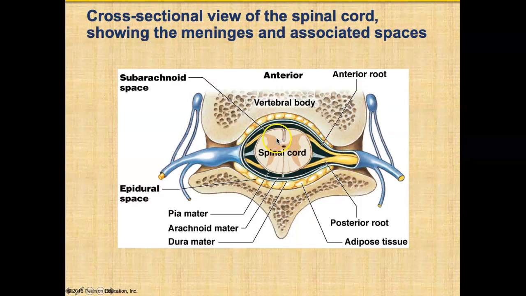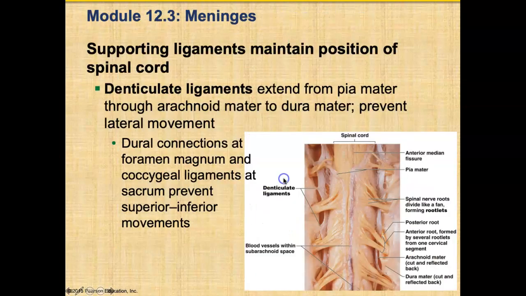And so here you can see the pia mater is going to be right on top of the spinal cord. And then there will be a subarachnoid space, and then the arachnoid mater, and then the dura mater. There are ligaments called denticulate ligaments that extend from the pia mater through the arachnoid mater, and these just prevent lateral movement.